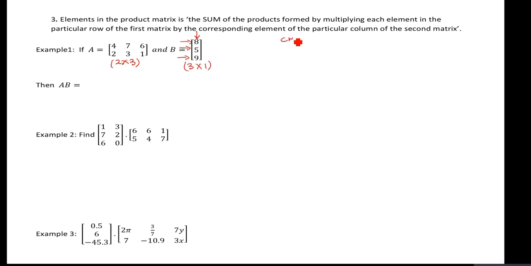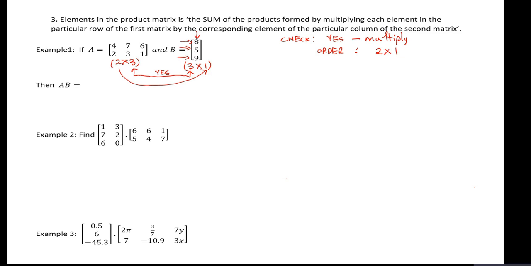Now I do my check. Is the number of columns equal to the number of rows? Yes. So, can I do this? Yes, I can multiply. Then what is the order of the answer? What remains? 2 by 1. So the order of the answer will be 2 by 1.